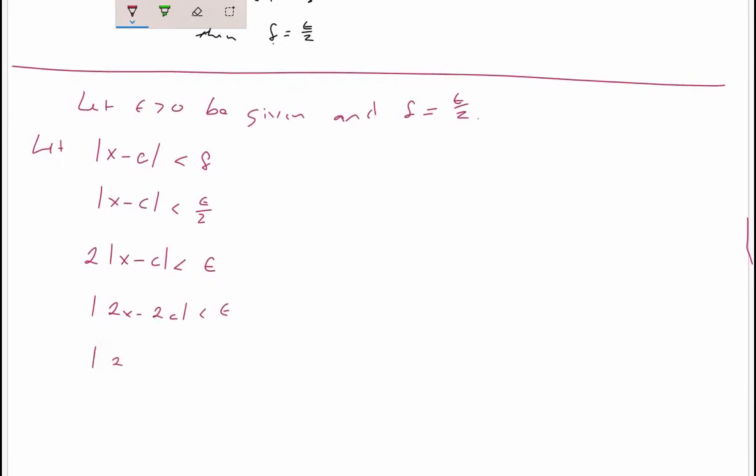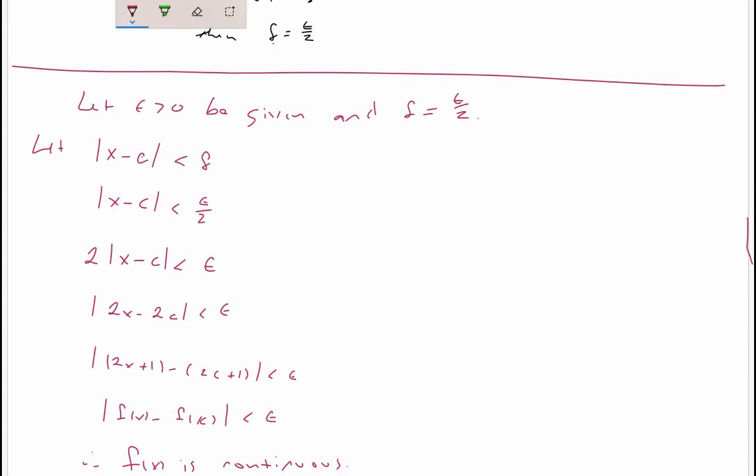Now I'm going to add 0. So we're going to add 1, and then turn around and subtract 1. In this case, we do have exactly what we need. The absolute value of f of x minus f of c is, in fact, less than epsilon whenever the absolute value of x minus c is less than delta. So therefore, f of x is continuous.